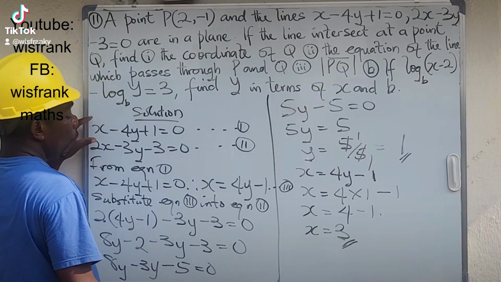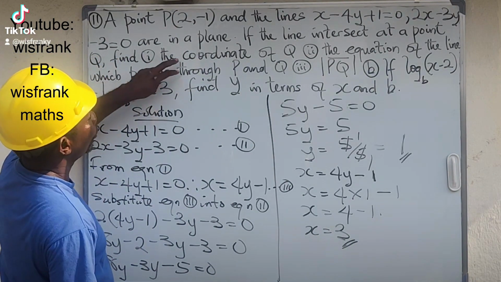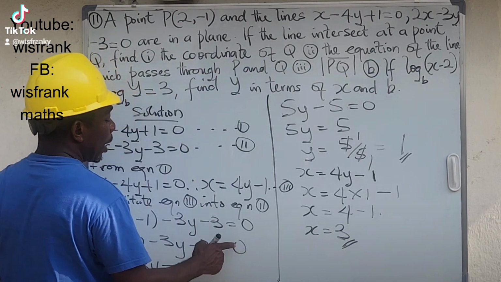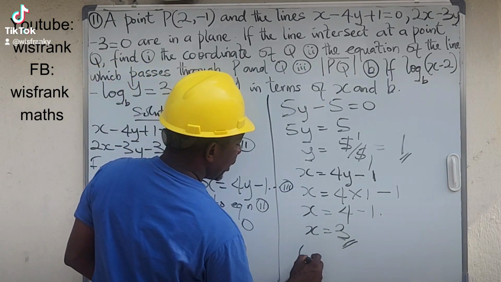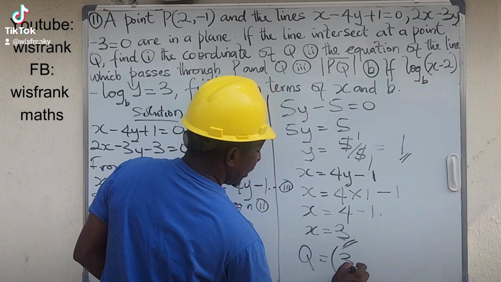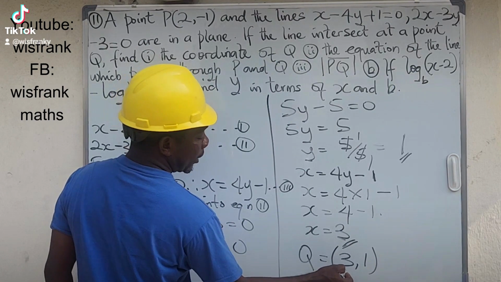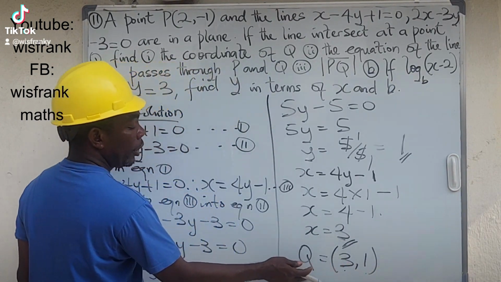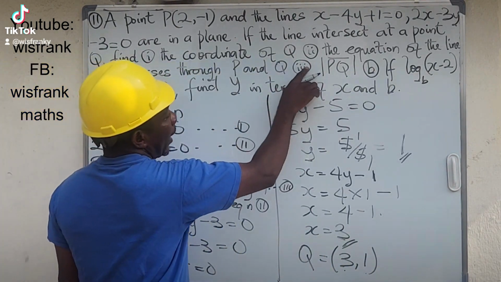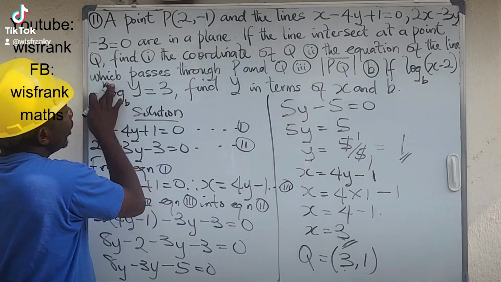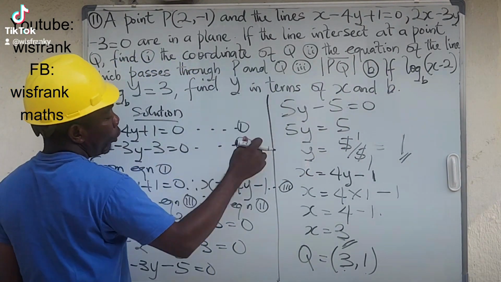The question says we should find the coordinate of Q. So the coordinate of Q equals (3, 1). This is the value of x and this is the value of y. So this is the coordinate of Q. That is for (i). For (ii), the equation of the line which passes through P and Q.